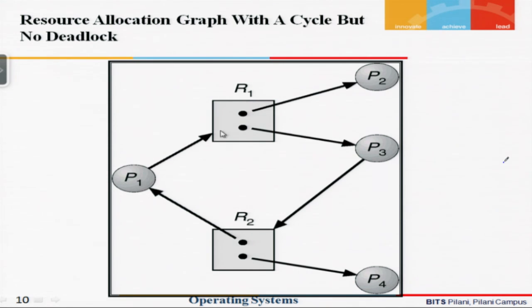So, P1 can get all the resources which it wants. Once R1 is allocated to P1, now P1 wanted 2 resources, that is R1 and R2, and both are allocated. So, P1 will complete. Once P1 completes, P1 can release the R2 resource, which can be acquired by P3, and P3 can execute.